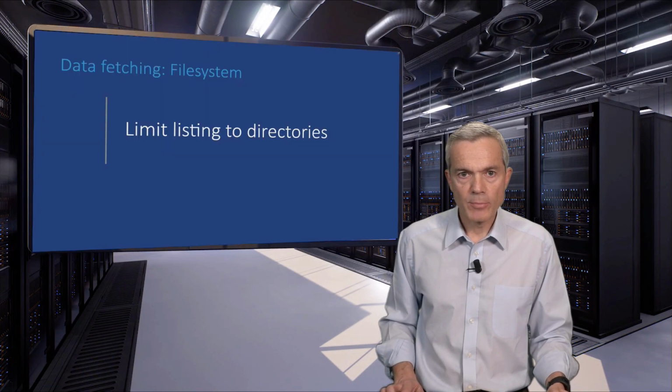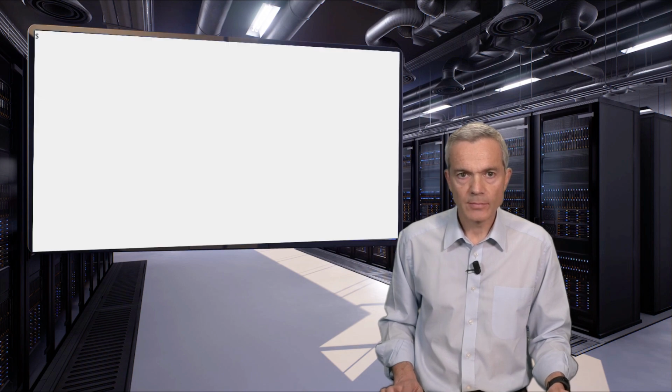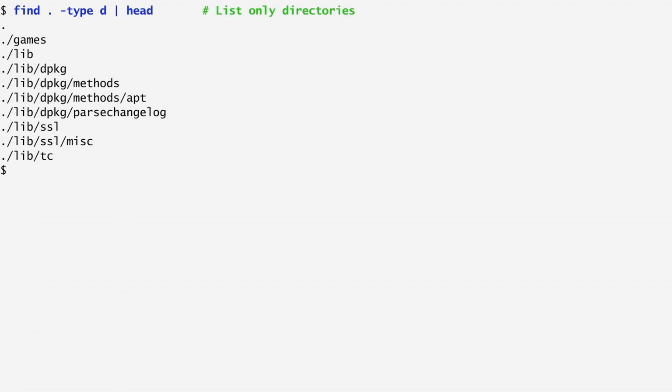The -type option also allows us to search only for directories. Correspondingly, -type d stands for directory. Using this option with the find command, we now only get directories in the output.